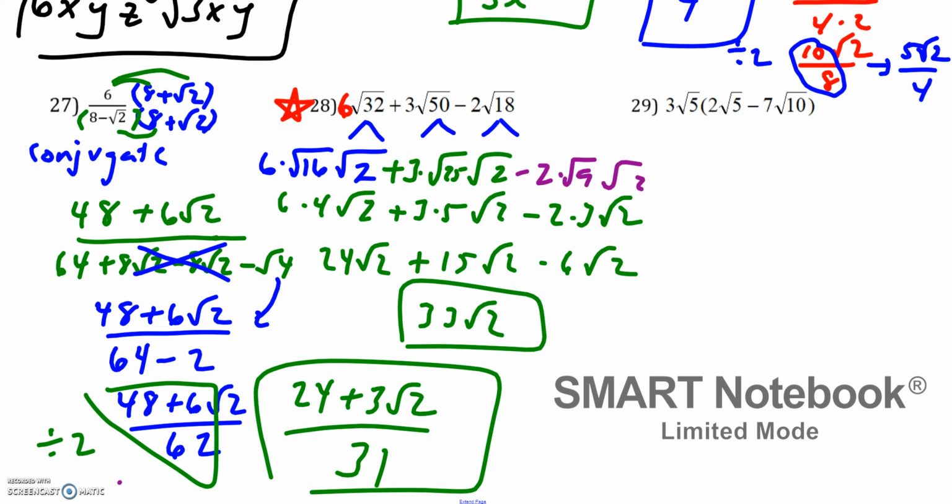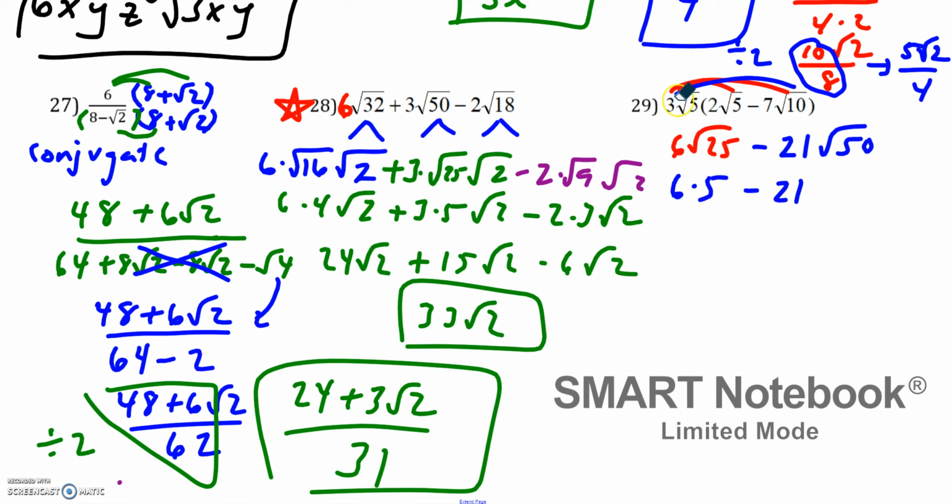Number 29 is asking you to distribute the 3 root 5 to both terms. So if I do so, I'm going to multiply things that look like. 3 times 2 is 6. Root 5 times root 5 is root 25. Then if I distribute this to negative 7 root 10, 3 times negative 7 is negative 21. Root 5 times root 10 is root 50. If I want to keep simplifying, I notice that 25 is a perfect square. This really becomes 6 times 5 minus 21.